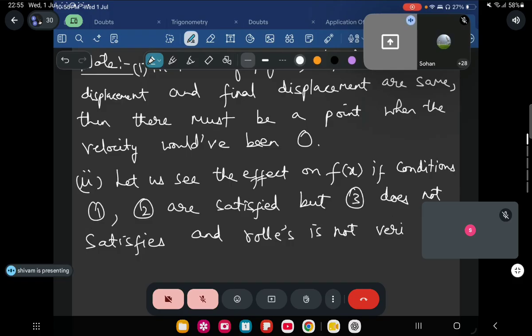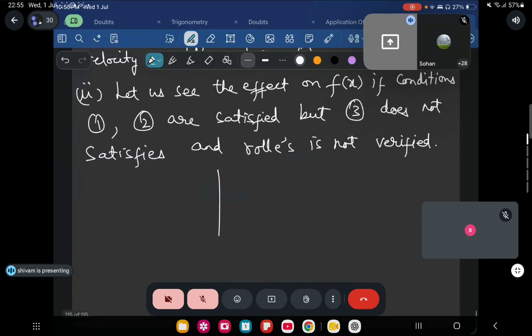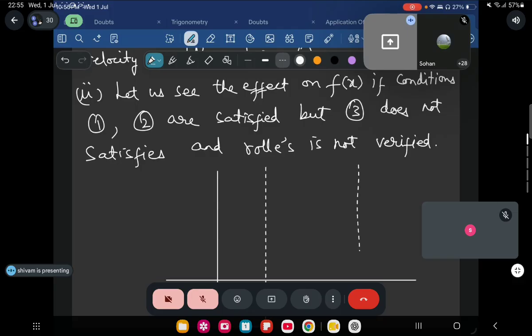Okay, let us see. If somebody is raising the hand, yes. Anyone having any doubt, tell me. Everyone pay attention. So over here, I'll draw a function which is continuous and differentiable between a and b, but f of a is not equal to f of b.